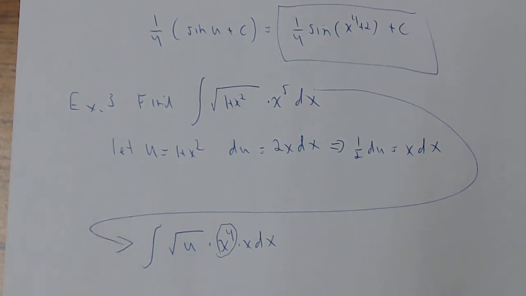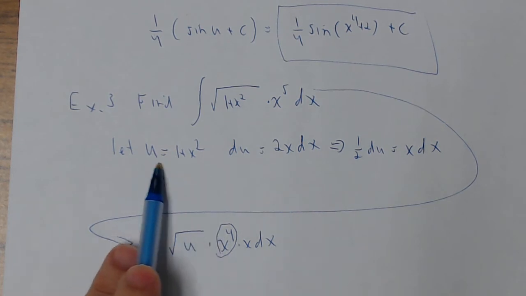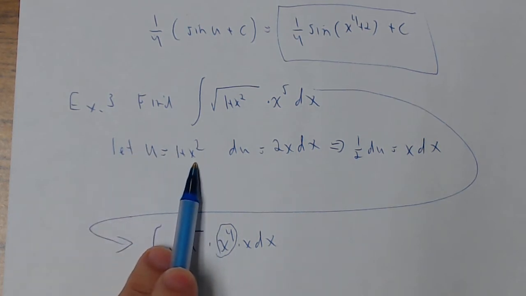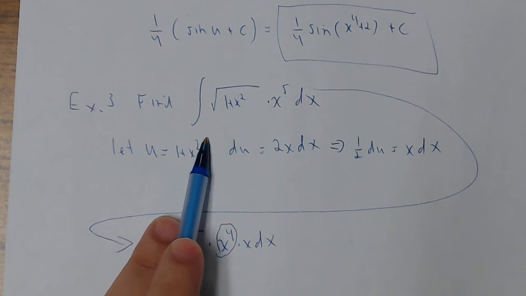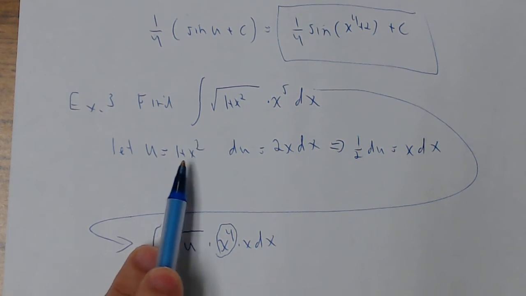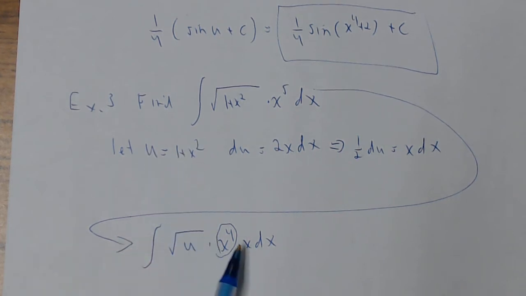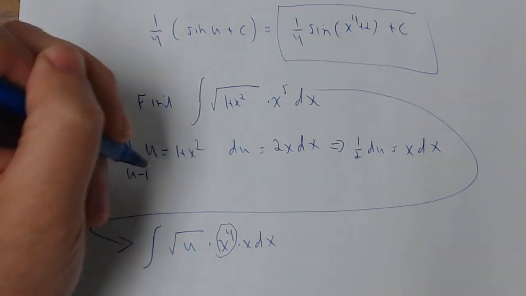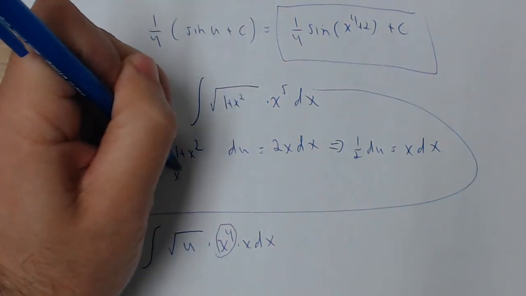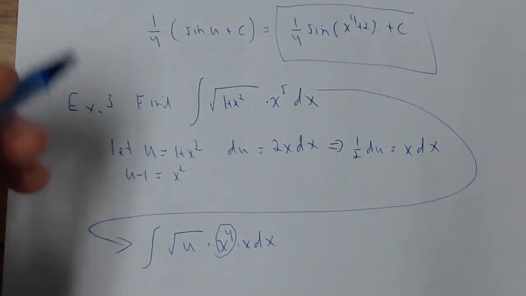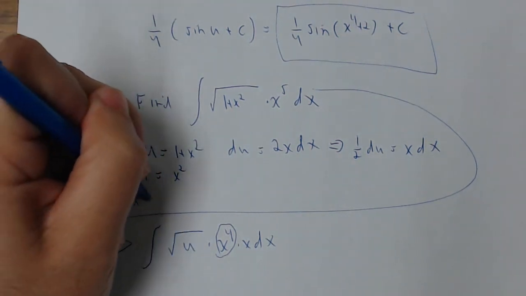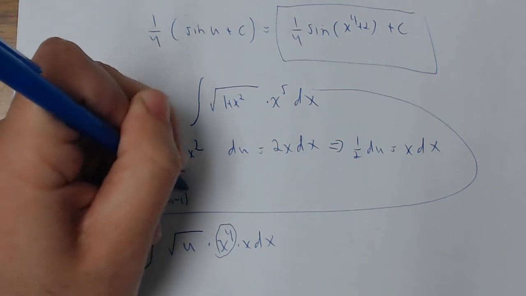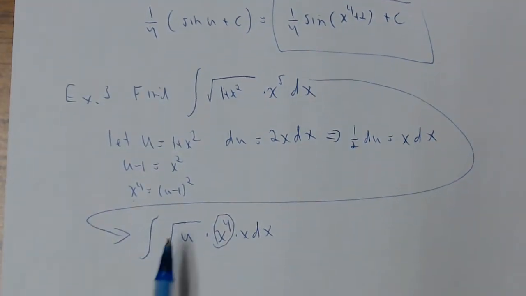The good news is x to the 4th I could force out of it, because if I come back up here, notice how I have an x squared here. So how could I get an x to the 4th out of this? Just square this guy. So we could simplify and write this in terms of u. Subtract 1 from both sides, and you get u minus 1 equals x squared. And then if I square both sides, I get x to the 4th equals u minus 1 squared. So now I could go ahead and complete this.